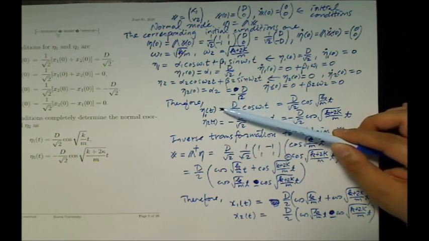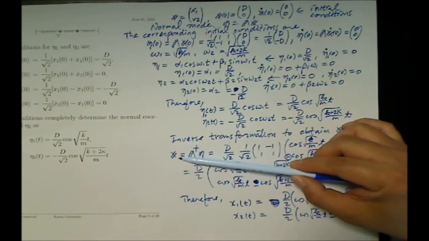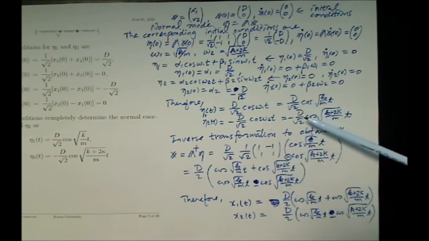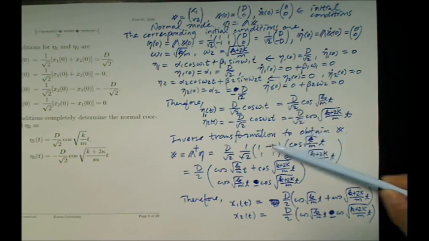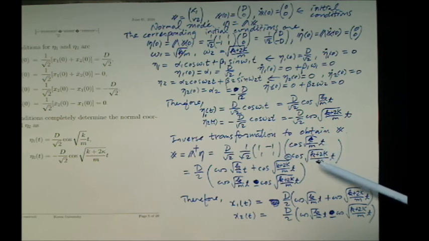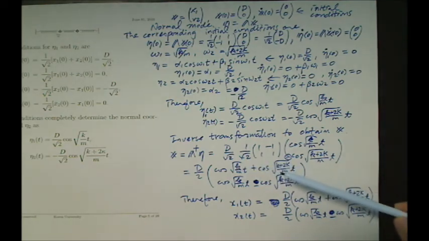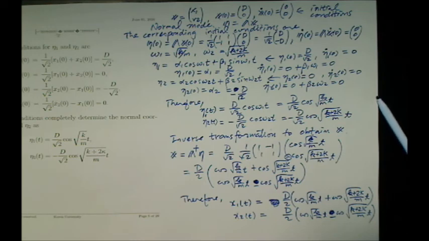Once we obtain the normal coordinates, we can reconstruct the original coordinates by multiplying by the inverse transformation matrix lambda dagger. These eta 1 and eta 2 are given here. Eta 1 with the amplitude d over square root of 2, eta 1, eta 2 multiplied by this lambda dagger gives the linear combination of two different frequencies. This was the reason why the original equation was coupled, and it was rather complicated in the final stage.